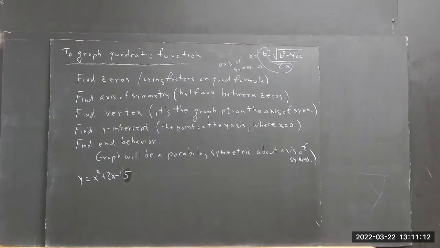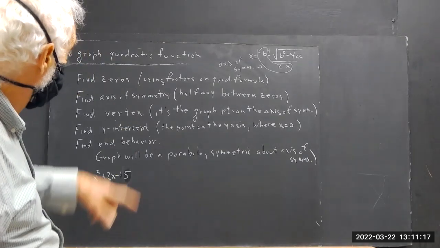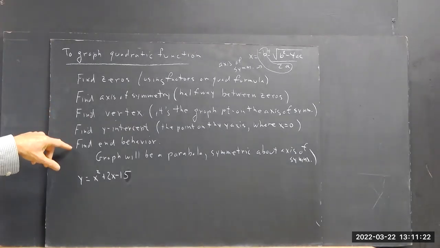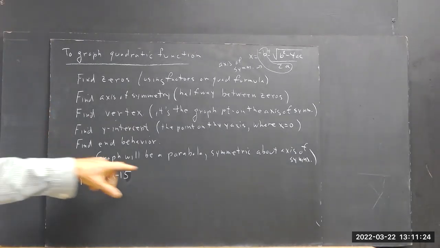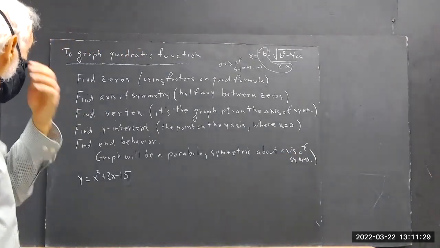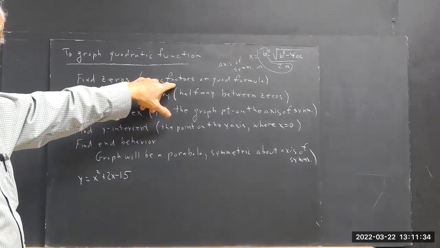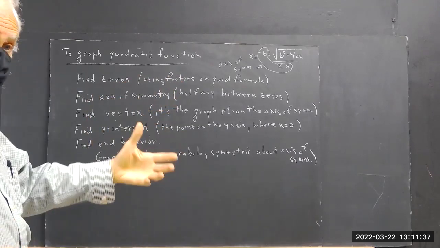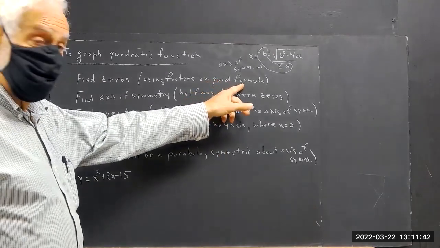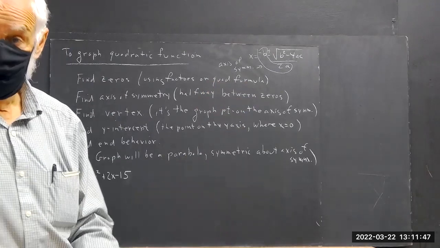So you graph a quadratic function: find the zeros, find the axis of symmetry, find the vertex, find the y-intercept, find the end behavior. Note that the graph is a parabola, which is symmetric about the axis of symmetry. Find the zeros. If you know the factors, then you know where the zeros are, and your axis of symmetry is halfway between the zeros. If necessary, you can use the quadratic formula. Even if you have the factors, you can multiply them out, get the quadratic, and do all that.